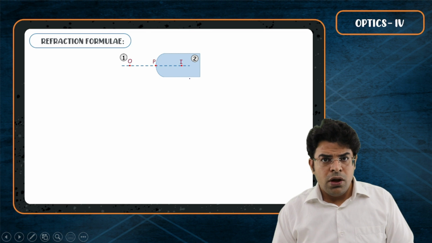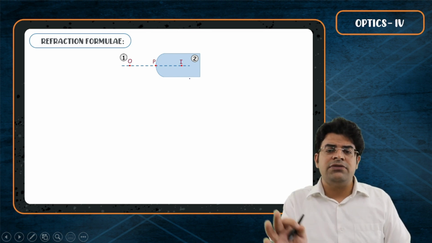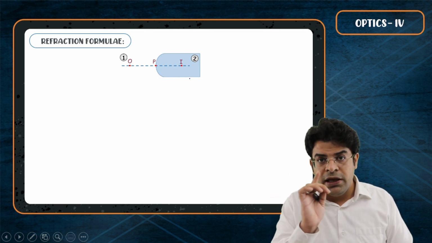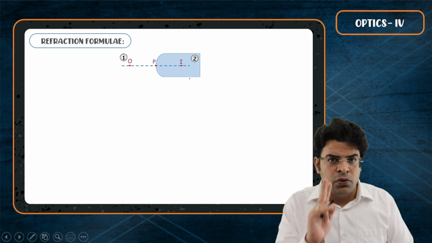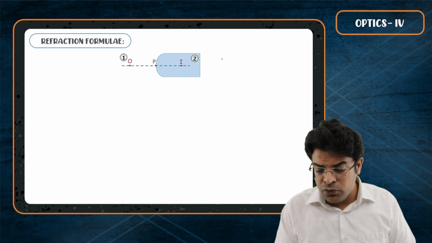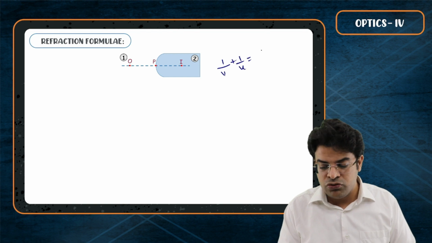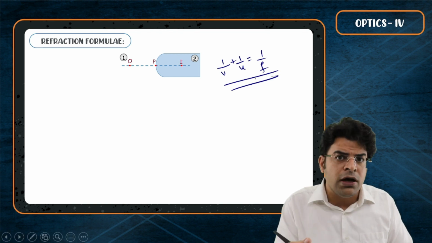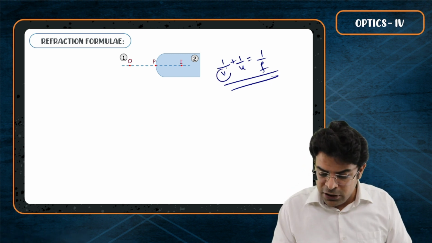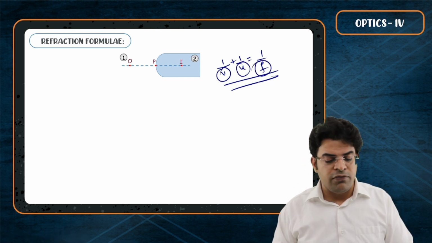Now, just like the cases we have learned already, here also you have to take care of two things. When I taught you the mirror formula, I said that 1 by V plus 1 by U equals 1 by F. You need to remember the formula, and you need to remember what is the meaning of V, what is the meaning of U, what is the meaning of F.